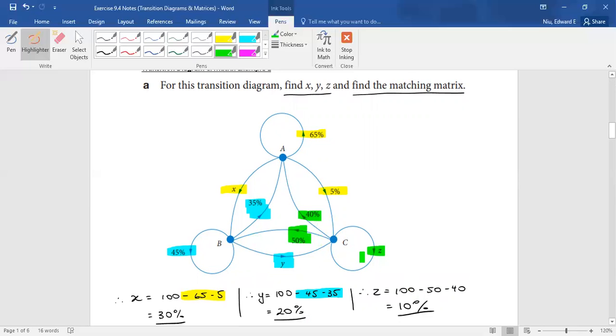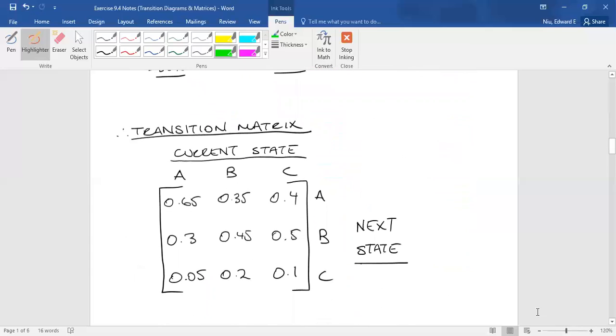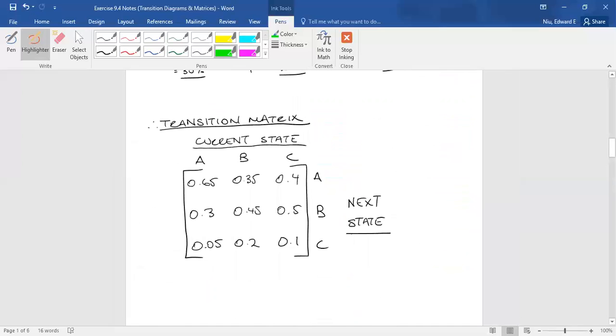Well, if you can do it off the top of your head, you can figure out, well, that's 10% left. That's going to stay in C. That's doing the full loop. Or you could go 100, take away what we know, which is 50 and 40, which gets us 10%. Now, how do we turn this into a matrix? Because it's a two-part question. So it says, for this transition diagram, find x, y, and z, which we just did, and then find the matching matrix. So what you need to do is you need to draw up your matrix like so.